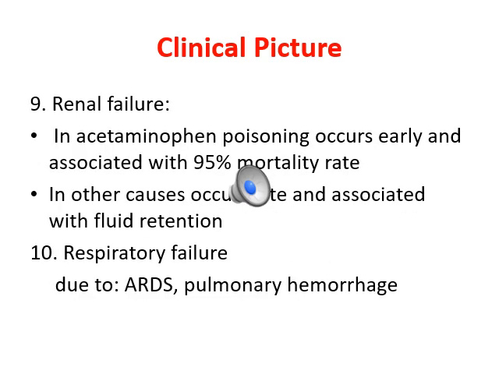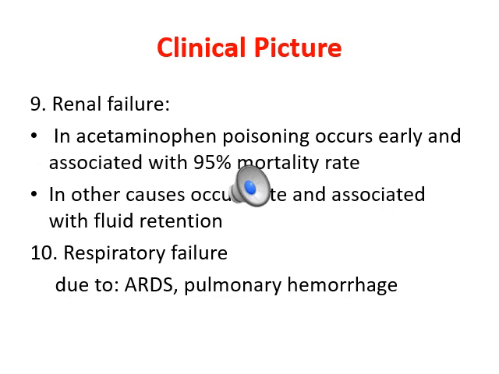Renal failure may occur in patients with acetaminophen poisoning early and is associated with about 95% mortality rate. However, in other causes of acute liver failure, it occurs late and is usually associated with fluid retention. That is to say, it is a form of hepatorenal syndrome.